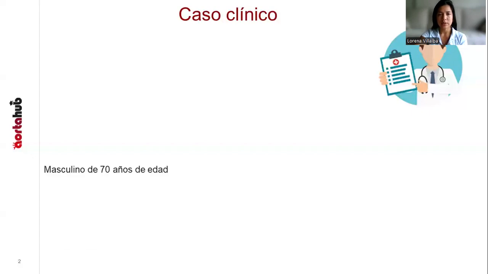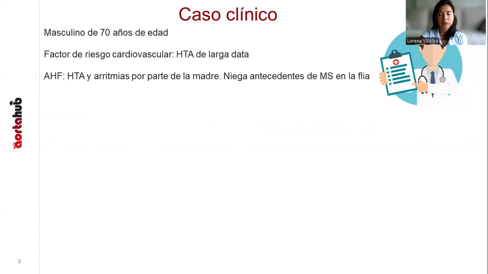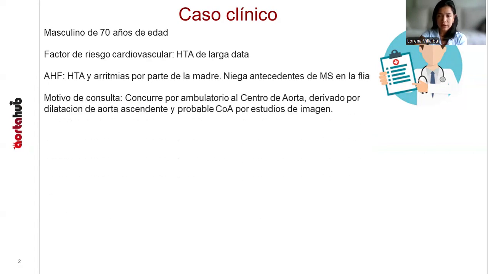This clinical case concerns a male patient who is 70 years old. As a cardiovascular risk factor, he has a long-standing history of hypertension, and family history indicates hypertension and arrhythmias on the mother's side. There is no history of sudden death in the family, and the reason for consultation is that he is attending the aorta center as an outpatient, referred for dilation of the ascending aorta, likely coarctation based on imaging studies requested by his clinical doctor.